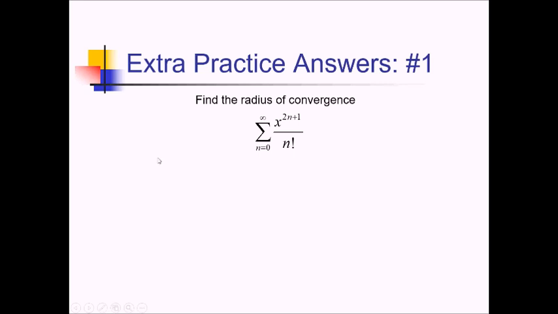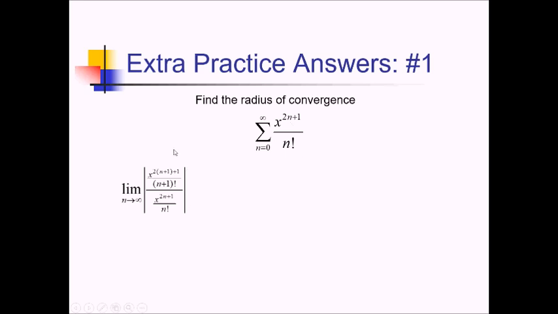So we've got the limit as n approaches infinity of the absolute value of, and now I need the n plus 1th term divided by the nth term for this expression. So we're going to have x to the 2 parentheses n plus 1 over n plus 1 factorial. That whole thing is just the n plus 1th term. Down here we have the nth term, which is basically the general formula they have in the sum.